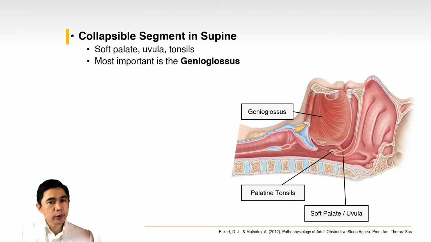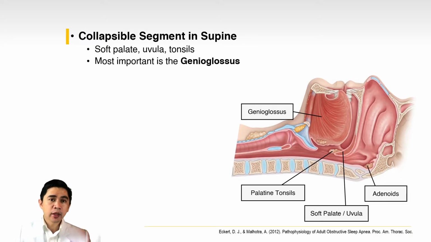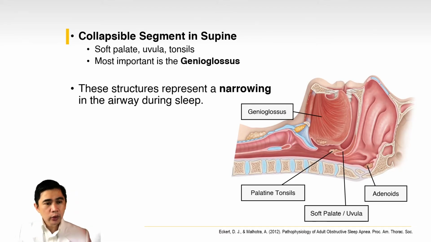Also contributing to this potential obstruction is the presence of adenoids. In adults, usually adenoids are already involuted, meaning they have already shrunk. But in children, the presence of adenoids can actually add to the obstruction during sleep. The adenoids start to shrink at around the age of 7. So that's why in adults we don't really expect them to be there. But in some, there is a persistence of hypertrophied adenoids. All of these structures represent a narrowing in the airway during sleep.